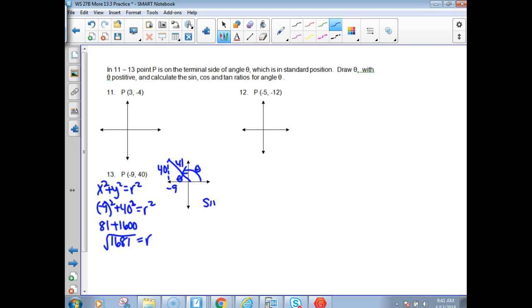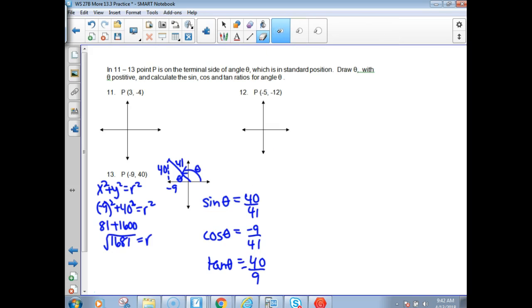Okay, so the sine of theta would be y over r, 40 over 41. Cosine theta would be -9 over 41. And the tangent of theta would be y over x, 40 over -9, or -40/9. I don't like the way that looks.